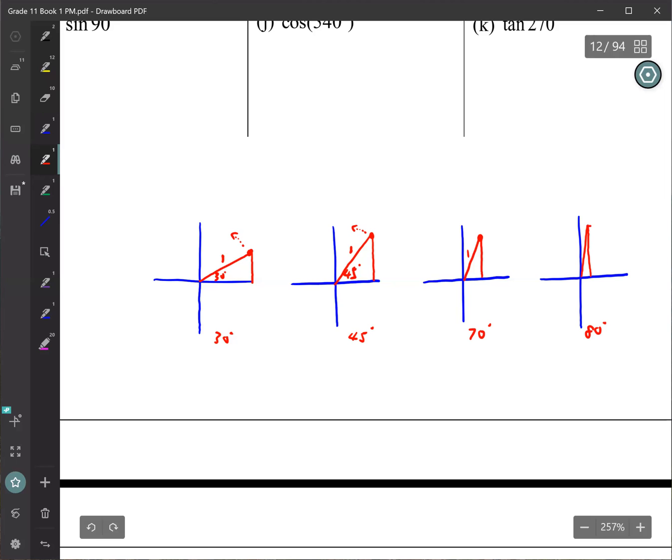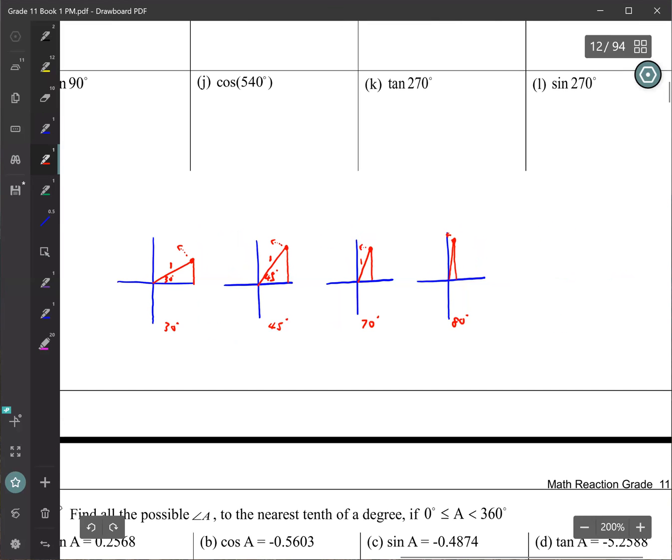So the point here is moving towards the y-axis. So eventually, once it goes to 90 degrees, there's no more triangle. Can you see that? Can you raise your hand if you understand this picture?